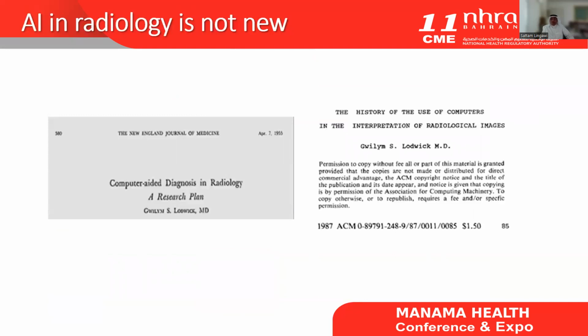And this is not new, even in the field of radiology. These are two articles by the same author dating back to 1955 and 1987, talking about computer-aided diagnosis in radiology and the use of computers in image interpretation.